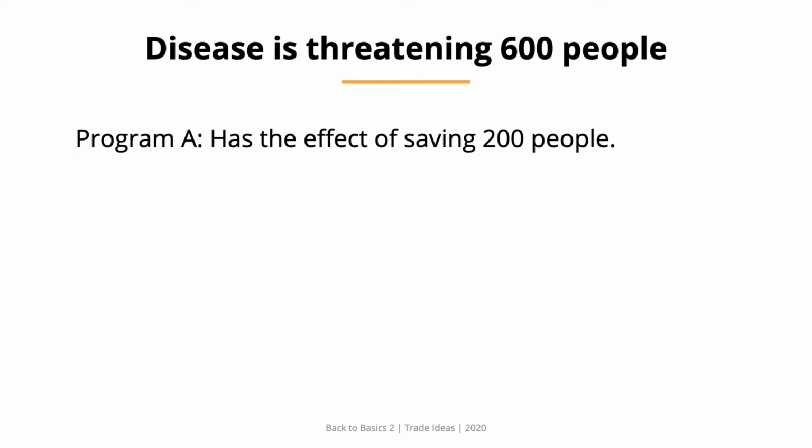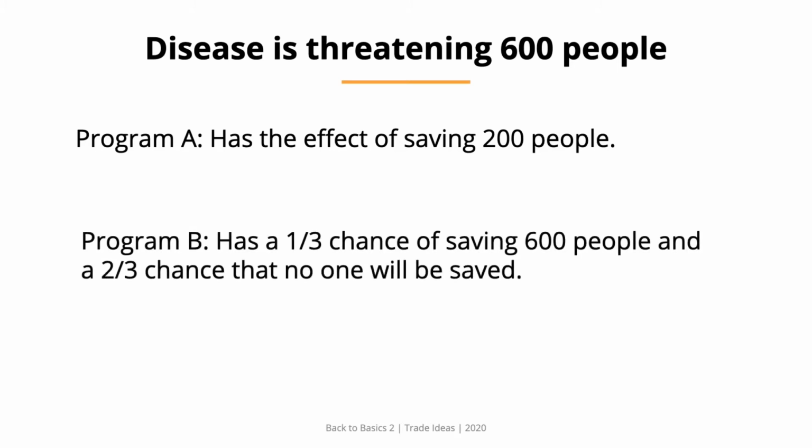So there's a disease threatening 600 people. We have program A, which has the effect of saving 200 people. Program B has a 1/3 chance that 600 people will be saved and a 2/3 chance that no one will be saved. Most people pick program A, whereas mathematically, it shouldn't matter. But it's because it's framed as you're saving people.